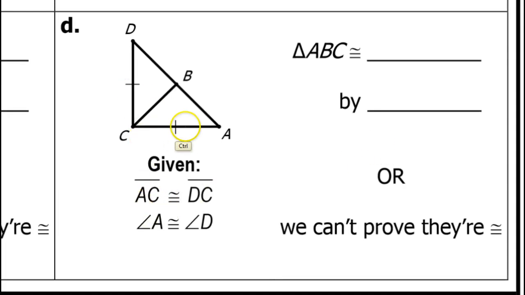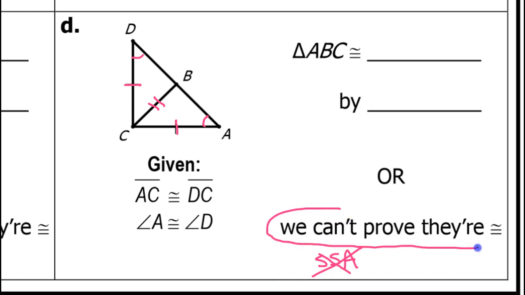Okay, AC is congruent to DC. Angle A is congruent to angle D. There's angle A, and there's angle D. And then there's the shared side. Kabam! Yep, this is what I warned you about on the previous problem. We have two sides and the angle that is not in the middle. So that would be side-side-angle, which is bad. Side-side-angle can't prove that triangles are congruent.